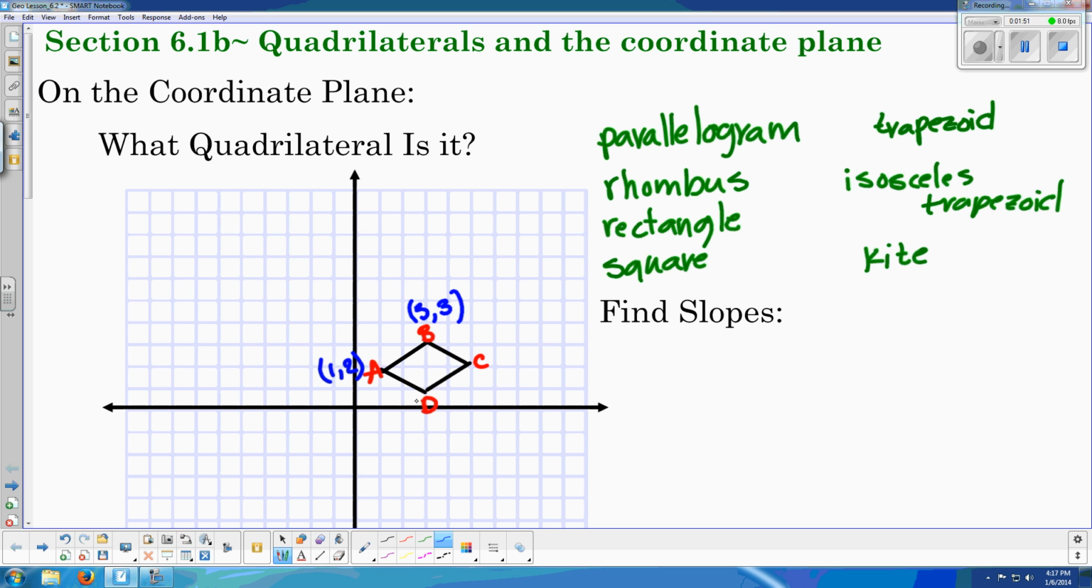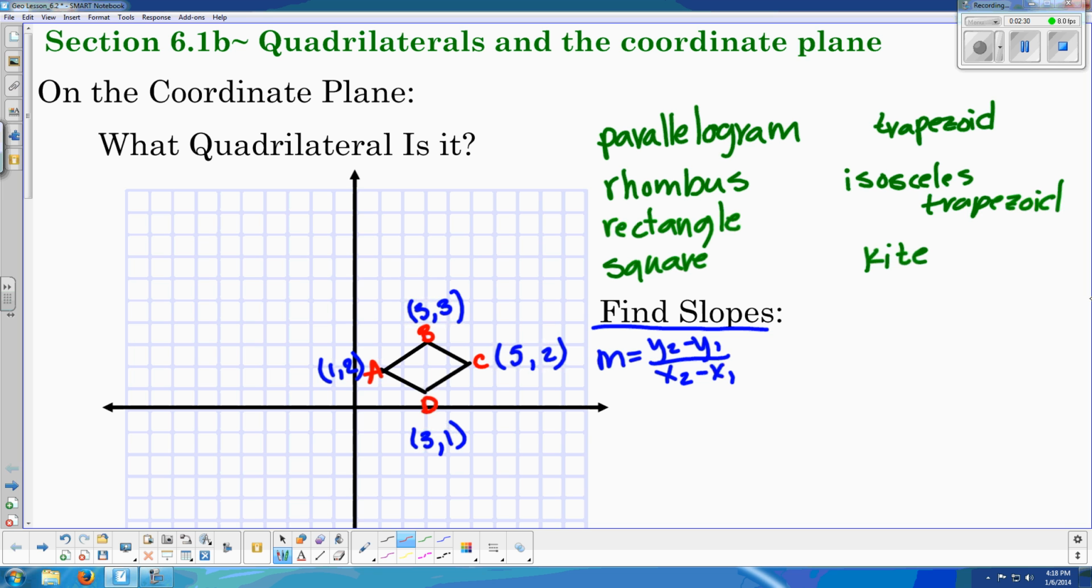My C point is 1, 2, 3, 4, 5, and 2 up. So we have (5, 2). And my D point is 1, 2, 3, and up 1. So we have (3, 1). Okay, now the first thing it tells me to do is find my slopes. So we need our slope formula, which is m equals y2 minus y1 divided by x2 minus x1. We should know this. We have used this before in slope-intercept, and we have found the slope between 2 points. So now we're going to use it again to figure out which type of quadrilateral this is.